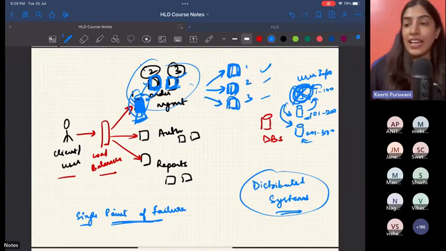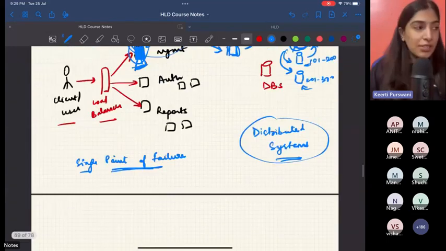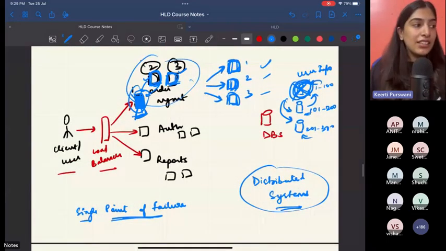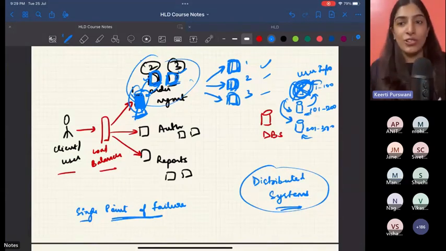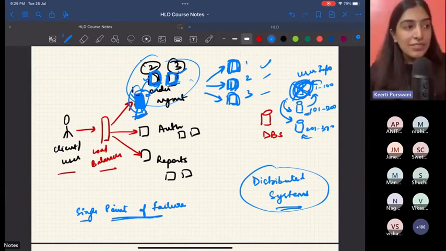So basically, we are designing a distributed system. What does distributed system even mean? There are interconnected computers that work together over a network, is the actual official definition. What does it mean?